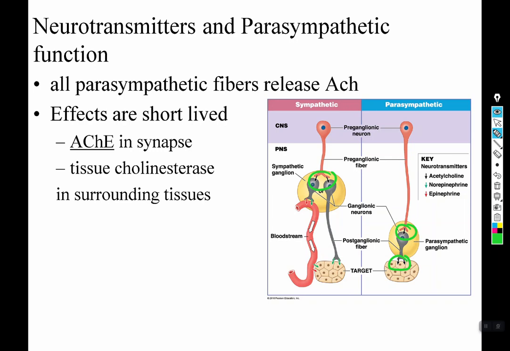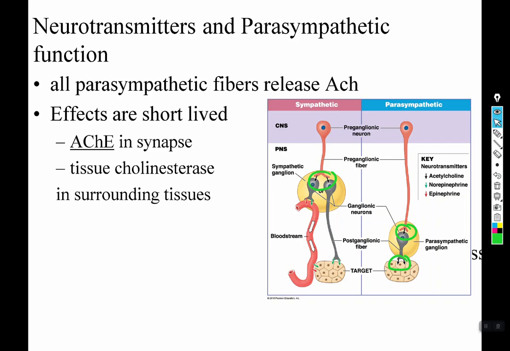So we've got acetylcholinesterase in the synapses to break down extra acetylcholine and stop a response. And there's also tissue cholinesterase. So if acetylcholine goes a wandering, as it sometimes does, it is broken down and rendered inactive.